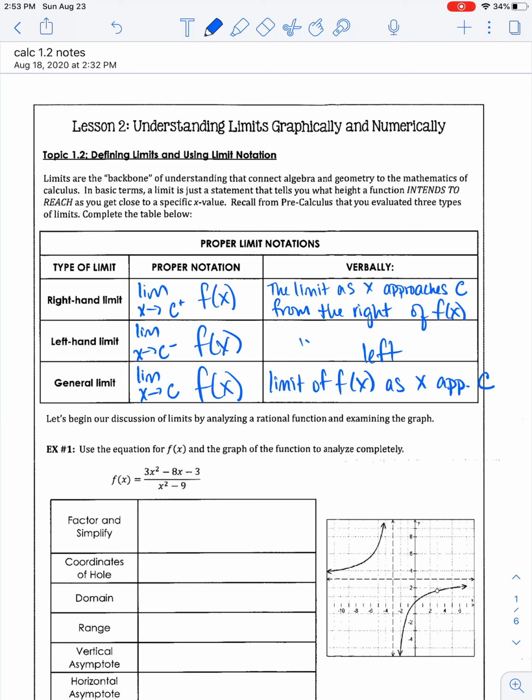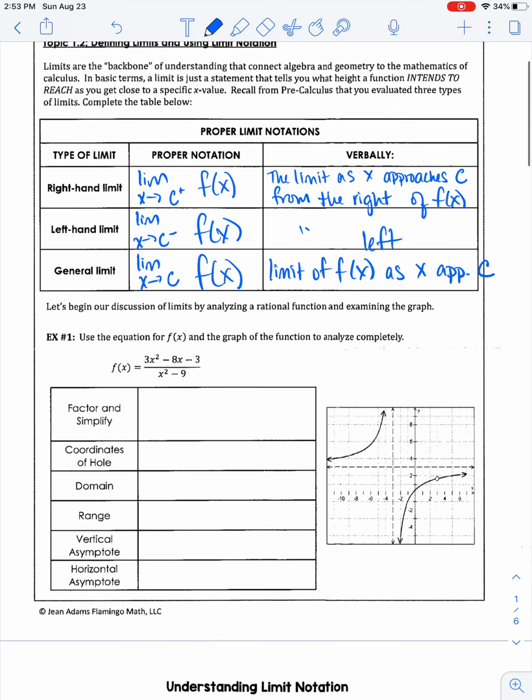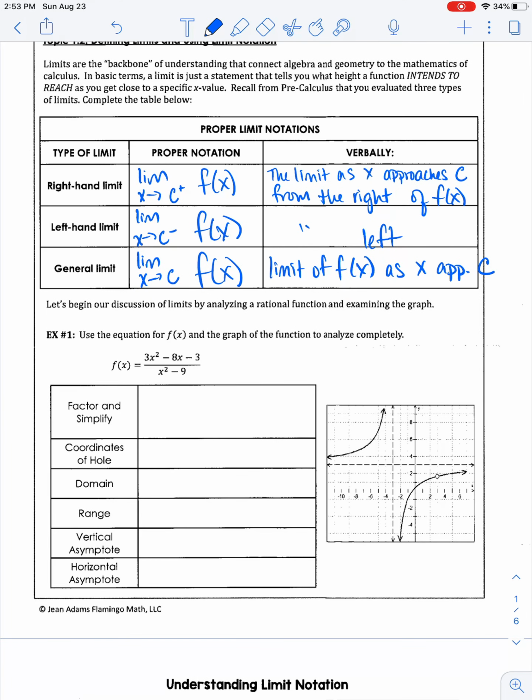So we're going to begin our discussion of limits by analyzing a rational function because they have a lot going on. So we're going to take this rational function. I've already got the graph over here, but we're going to fill in this table, and this is all information that we covered in pre-cal, so this should be a wonderful review. So we're going to talk about asymptotes and holes and domain and range.